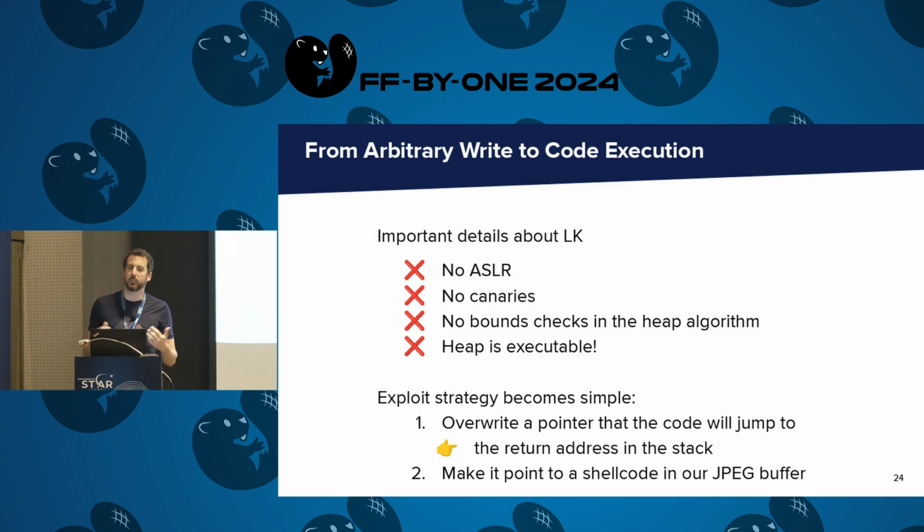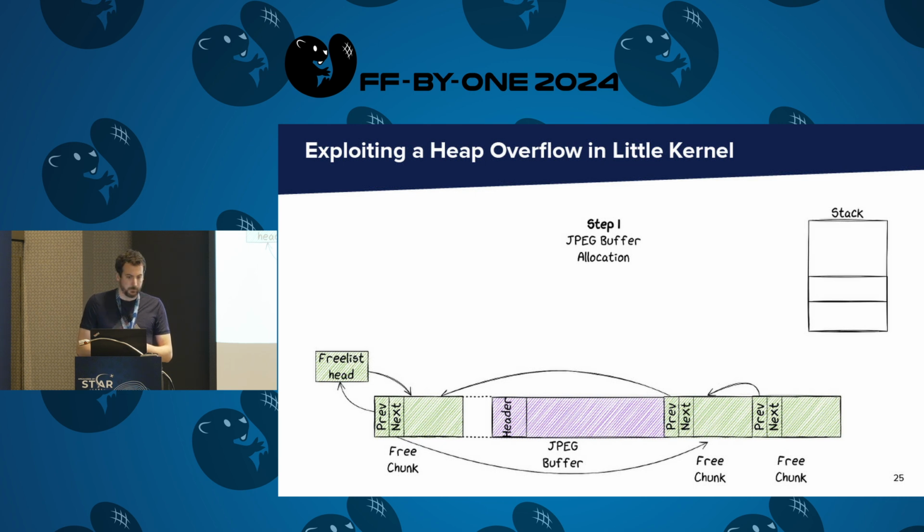We use our primitive to overwrite a pointer which we jump to, such as the return address in the stack, in this case. And we will make it point to a shellcode that we place inside a JPEG buffer. So to highlight this with a nice schema, here we have a representation of the free list, and you see in purple the JPEG buffer that we just allocated.